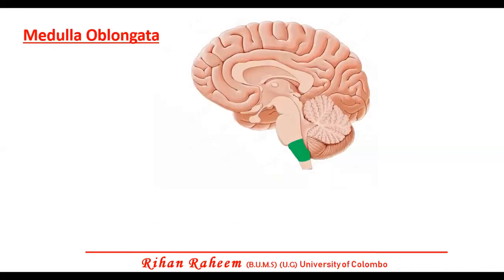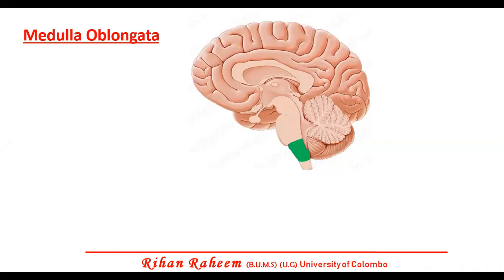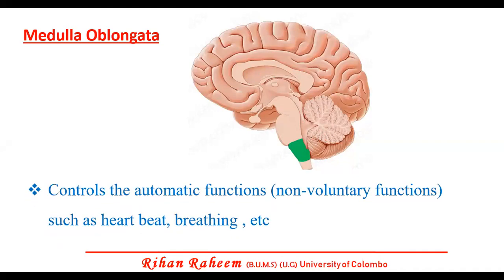And finally, the medulla oblongata. Funny name, no? This medulla oblongata is this green color part here, closer to the cerebellum. This is the cerebrum, this part is the cerebellum, and this is the medulla oblongata. The medulla oblongata controls most of the non-voluntary functions. I told you first, voluntary and non-voluntary. Your heart is beating. Can you stop your heartbeat for 1 minute? You will die. You can't stop breathing. Now you can breathe in, breathe out.